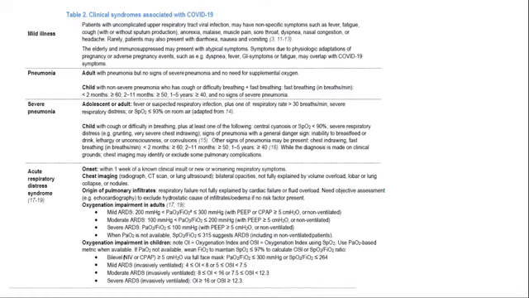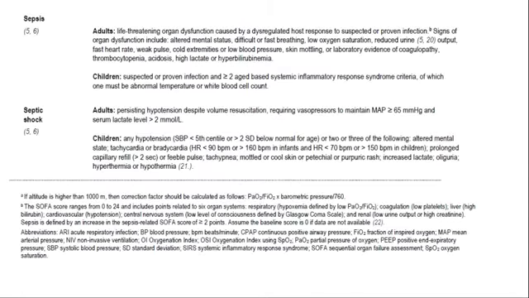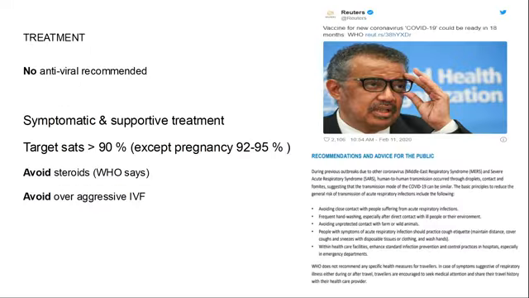And WHO has classified COVID-19 clinical syndromes into mild illness, pneumonia, severe pneumonia, and ARDS, which is pretty much consistent with the regular terminology. And also they have sepsis and septic shock.